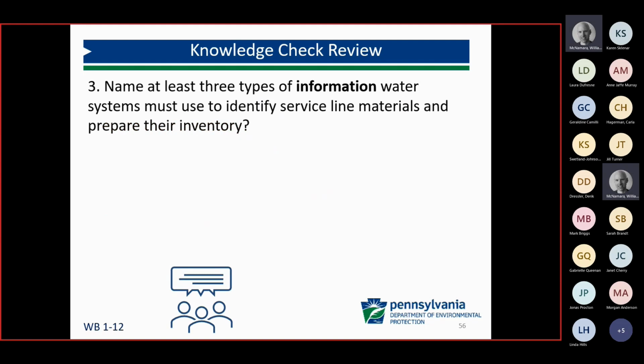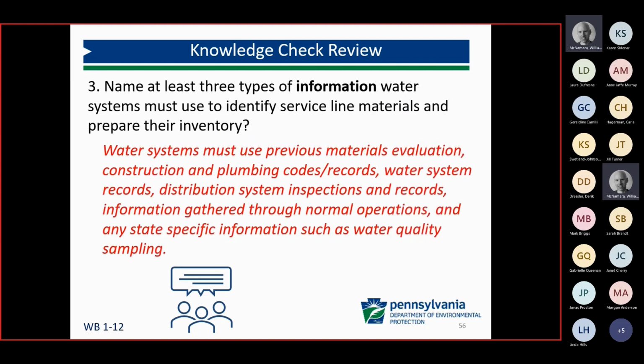And then three types of information that a water system must use to identify the service line materials to prepare their inventory. This is everything that Sabrina had gone over in her first section. So there are tap cards, any records they may have, installation or inspection records, any historical documents that they might have that would relate to the material type, and our water quality sampling information as well.